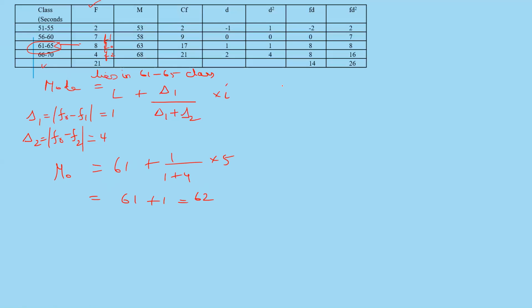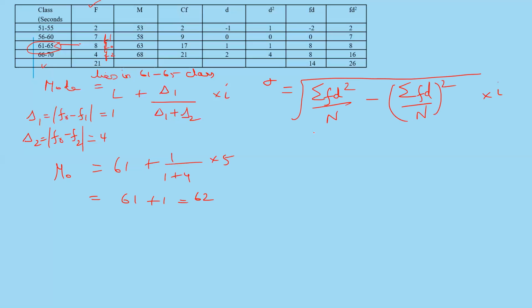So we have also been asked to calculate the standard deviation for this sum, and the formula for standard deviation for continuous series is the square root of summation fd squared by n minus summation fd by n the whole squared, into I. Now all these values are available.